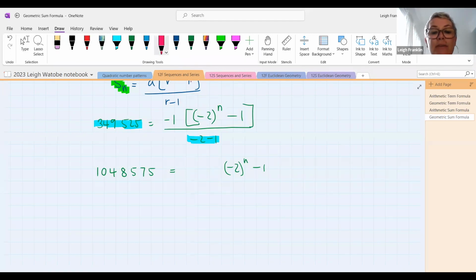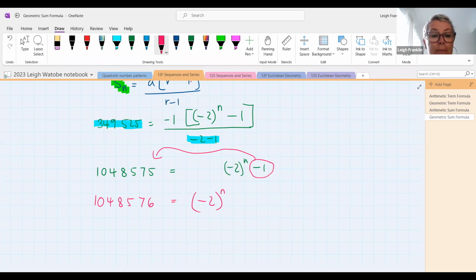And now I need to take this term, -1, over to the other side. So I've got to add it onto the other side. So this number is going to become 1,048,576 is equal to -2 to the n. Right. Now, this is really important. If you are working with a base that is a negative, normally we don't see that. Certainly in functions, we don't see it, but in sequences and series, we do. You have to make the bases the same. So you absolutely have to make this -2 on this side as well.